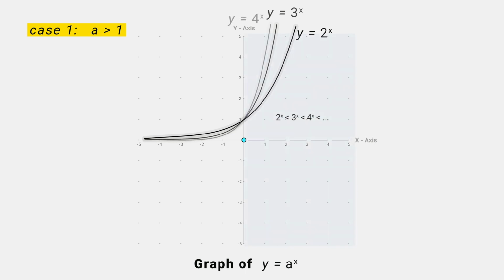We also observe that 2 raised to power x is less than 3 raised to power x is less than 4 raised to power x, and so on, for all x greater than 0. And they all are equal when x equals 0. Now for x less than 0, we have 2 raised to power x is greater than 3 raised to power x is greater than 4 raised to power x, and so on.